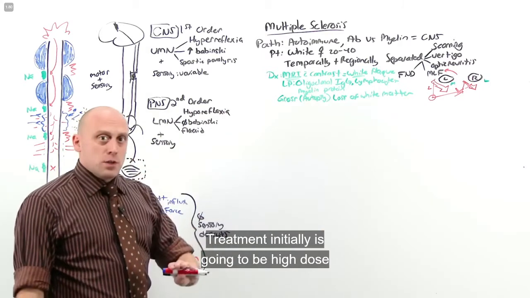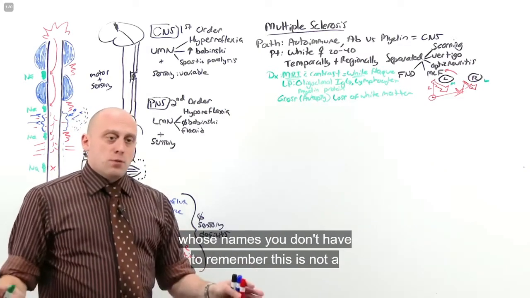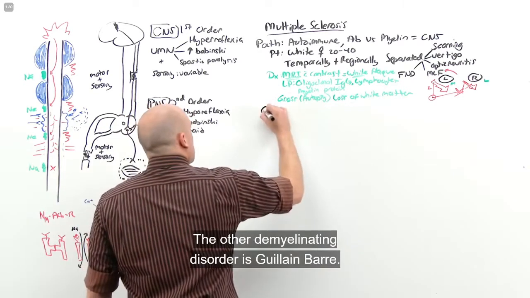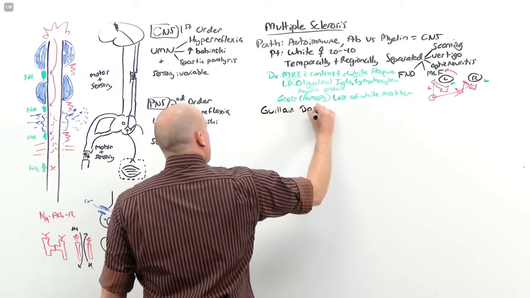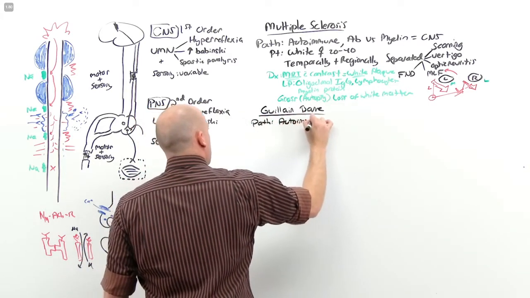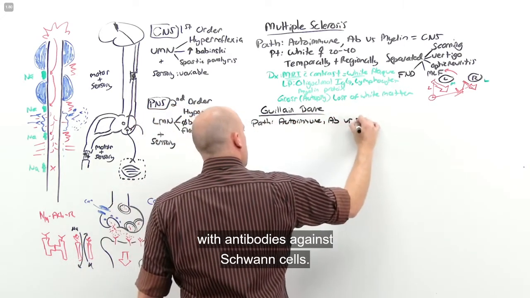Treatment initially is going to be high-dose steroids, and then chronically medications whose names you don't have to remember. This is not a pharm lesson, and that's going to be reserved for Step 2 and moving forward. The other demyelinating disorder is Guillain-Barré. Guillain-Barré is an autoimmune disorder with antibodies against Schwann cells.